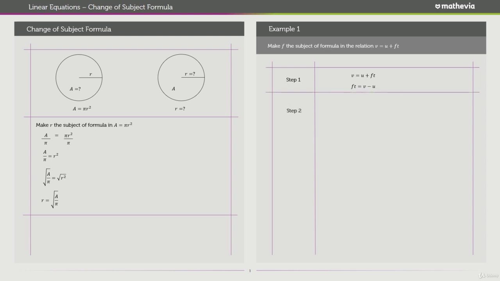Okay, so now that we've done that, the next thing we want to do is, you probably guessed it, because we don't want that t there, we're going to eliminate t, so we're going to divide both sides by t, and you'd end up with f equals v minus u over t. So if you're ever looking to solve a question like this with the formula v equals u plus ft, and you're looking to solve for f, the formula you'd be using would be f equals v minus u over t.